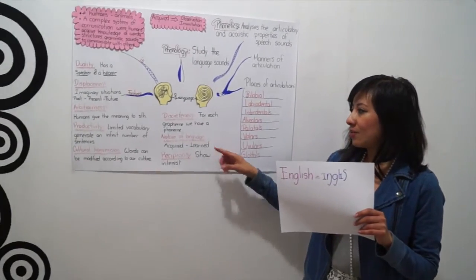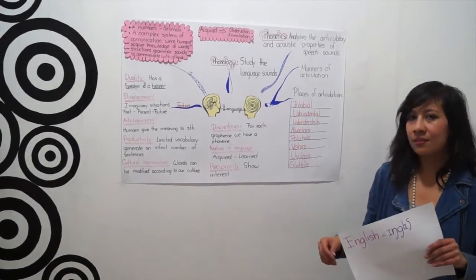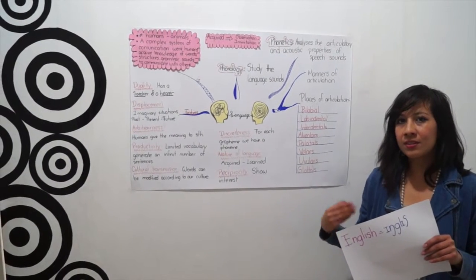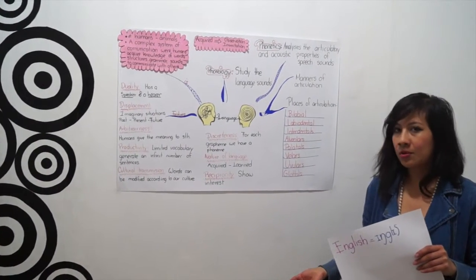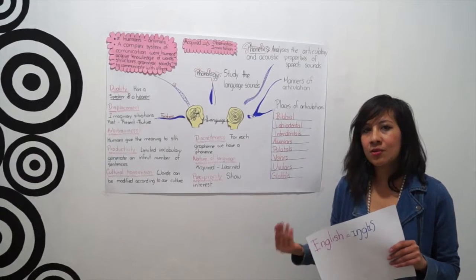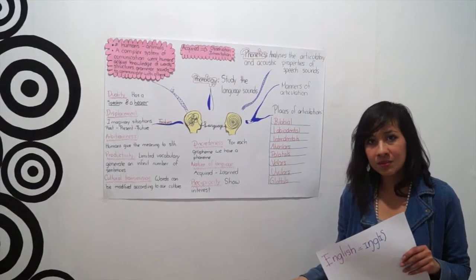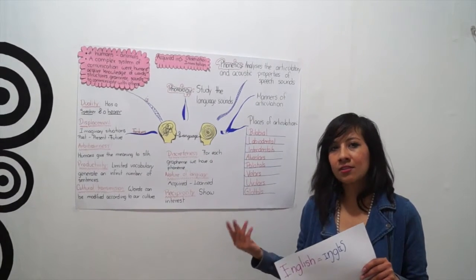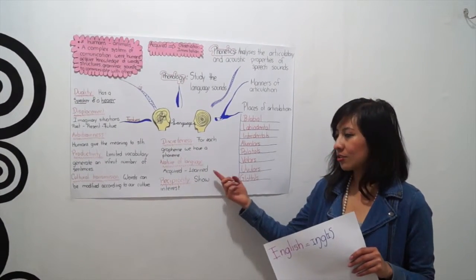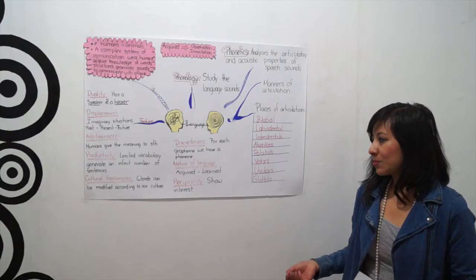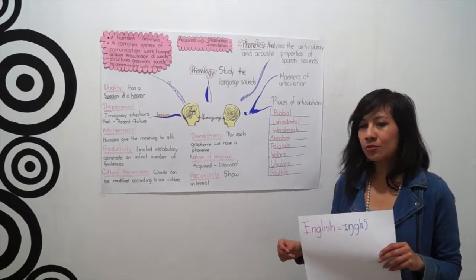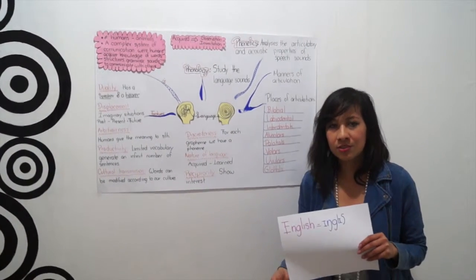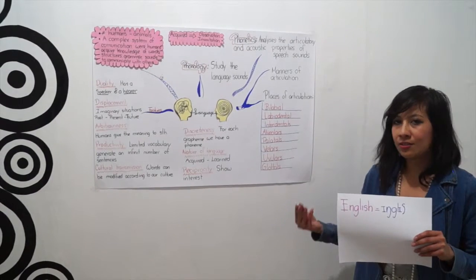The nature of language means whether the language was acquired or if it is learned. For example, our mother language is acquired by observation and imitation, and our second languages are just learned. Reciprocity is to show interest in the conversation so that we can continue it.